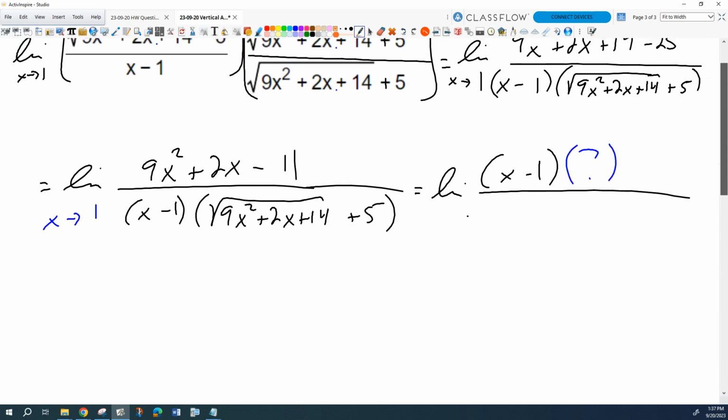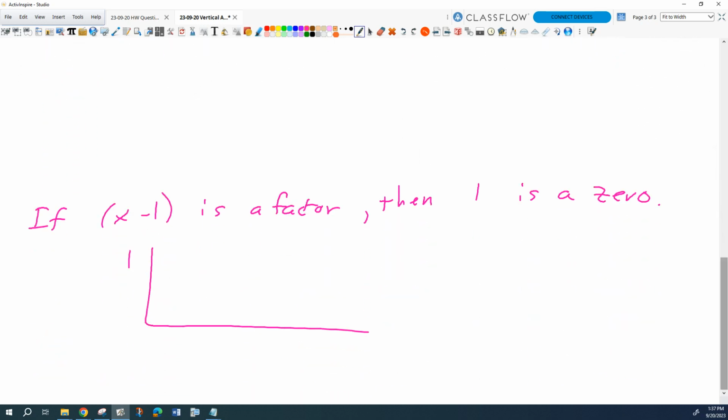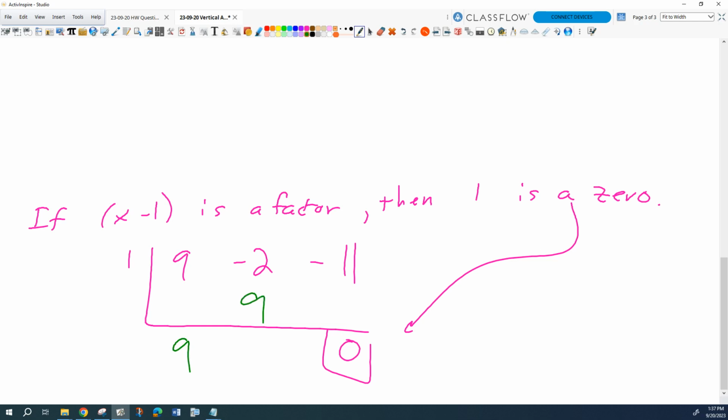And how many terms do we got? 3. Okay. So it was 9x squared minus 2x minus 11. And we know that because this is a 0, we have to have a 0 in the remainder box. So we'll just crank this thing through synthetically, and what do we get as a result? I bring the 9 down. 1 times 9 is 9, plus negative 2 is 7.